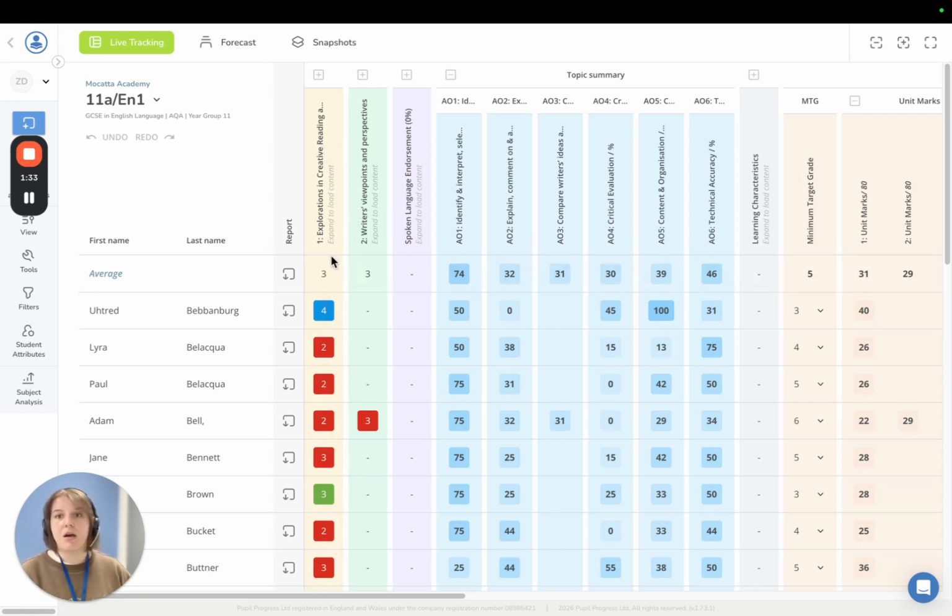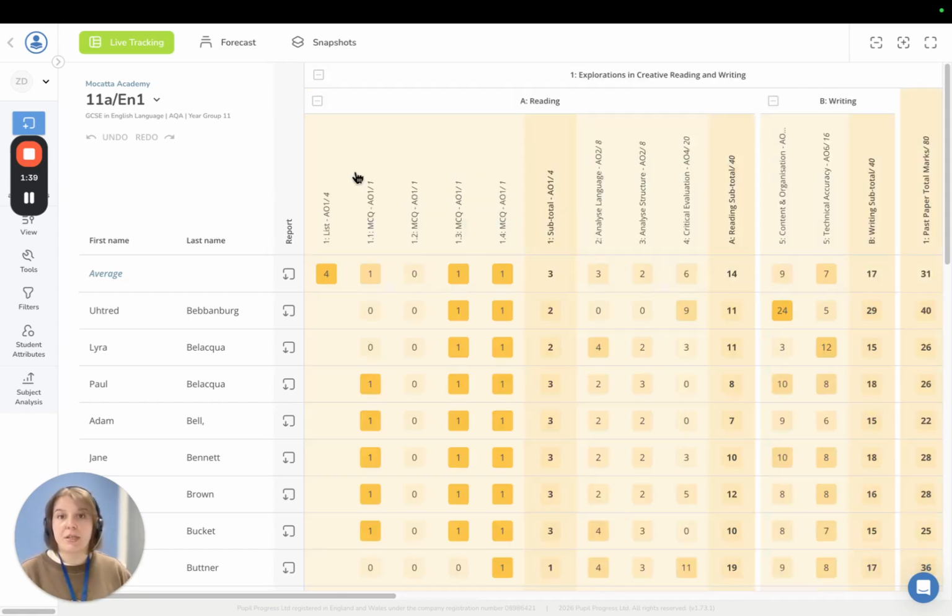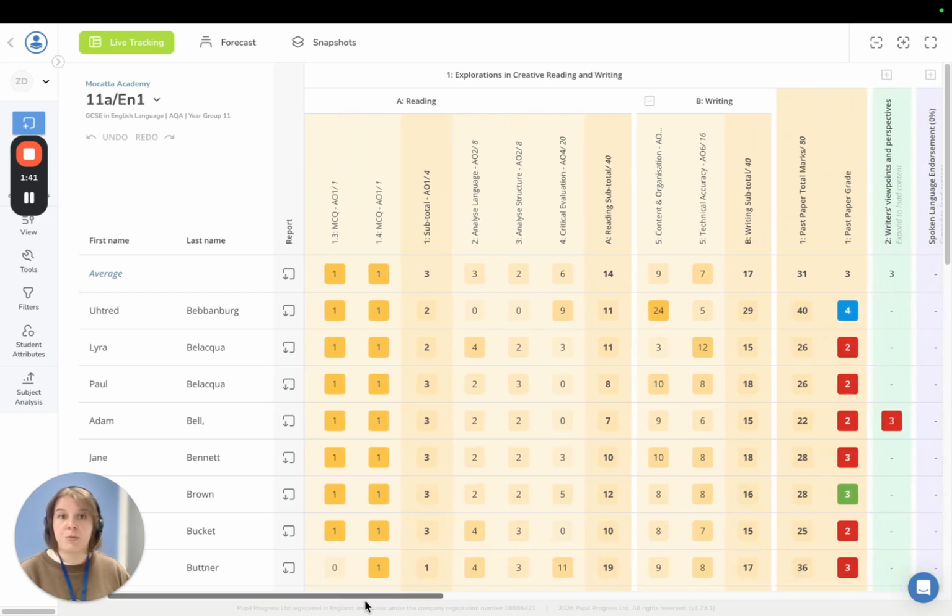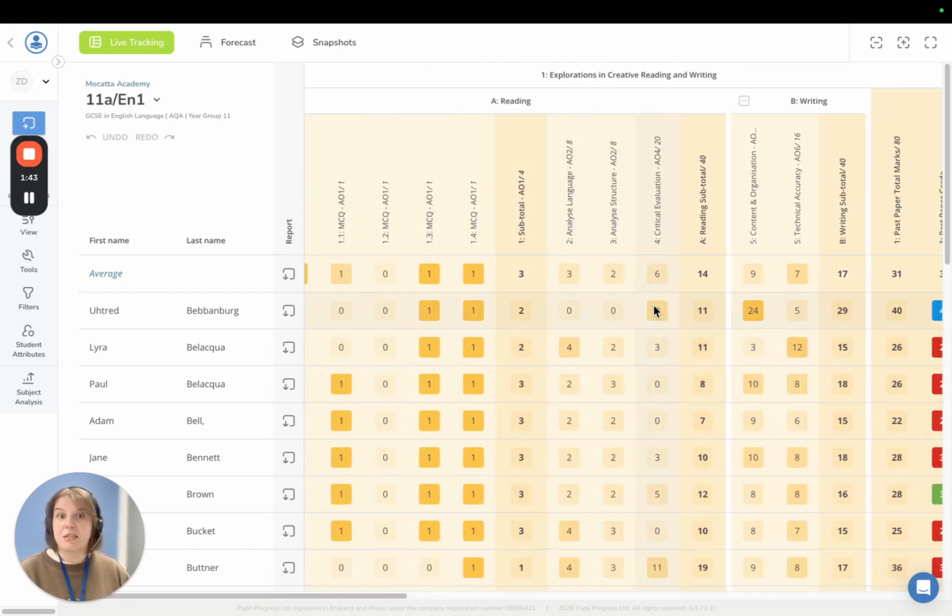We've got our results for paper one, and I could start actually at the QLA here. So I could open up this unit, have a look at how my students have performed across the paper, identifying specific areas that maybe we need to focus on as a class. For instance, question 4, critical evaluation. And on average, my students are getting a mark of 6 out of a total available marks of 20.